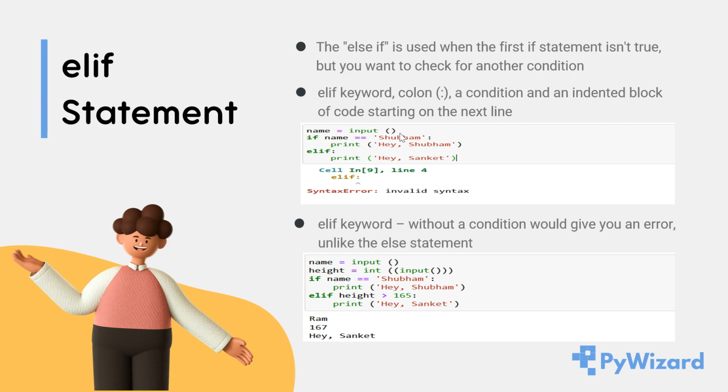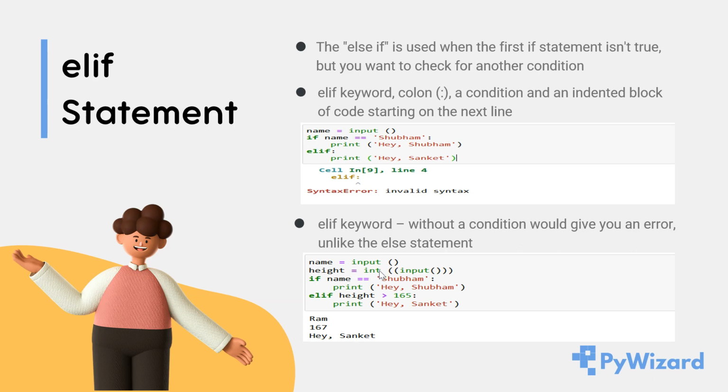So let's say we provide name is equal to input, if name is equal to Shubham, print hey Shubham, elif colon, print hey Sanket. Now this would provide an error saying that it has an invalid syntax. Why I wanted to point this out was the difference between else and elif statement is that the else statement does not need a condition, but the elif statement always needs a condition. So the elif keyword without a condition would give you an error, unlike the else statement.